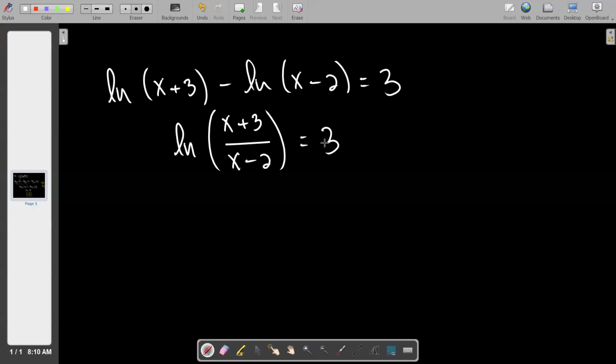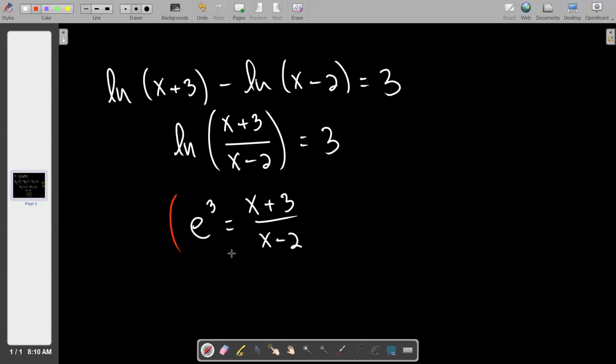So what is my converted equation going to look like? e to the third equals X plus 3 over X minus 2. Very good. You do multiply by X minus 2. Right. So we're going to multiply both sides by X minus 2.